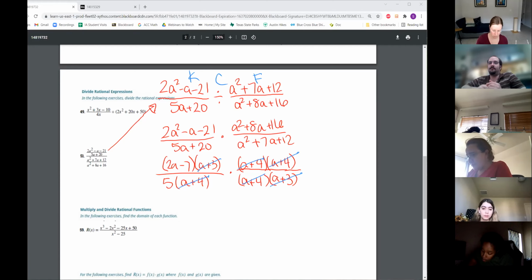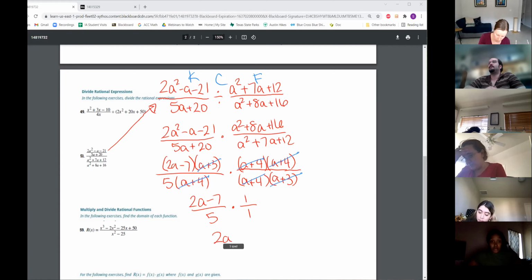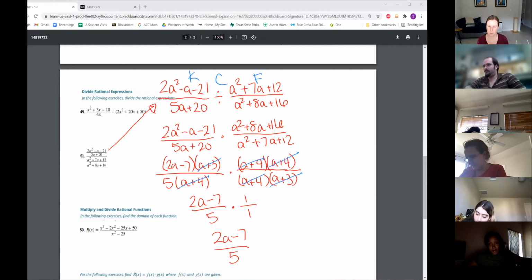Okay. And my remaining is 2a minus 7 over... where I am. Yeah, 2a plus 2a minus 7 times a plus 4 over 5 times a plus 4. Then I cross through these things. I think I'm on the good track, right?